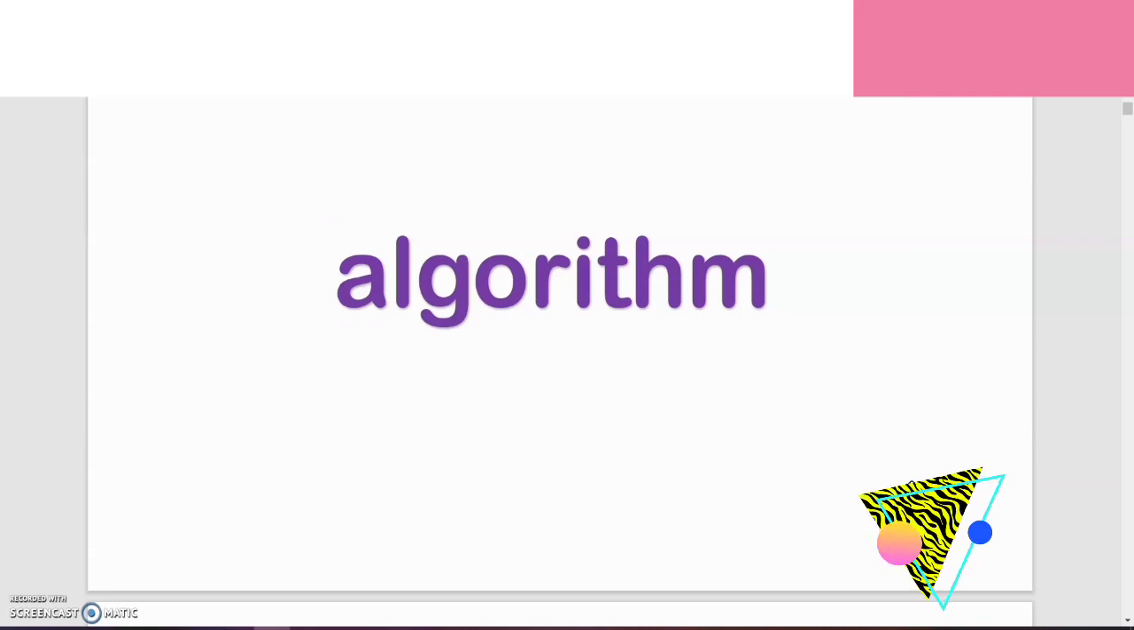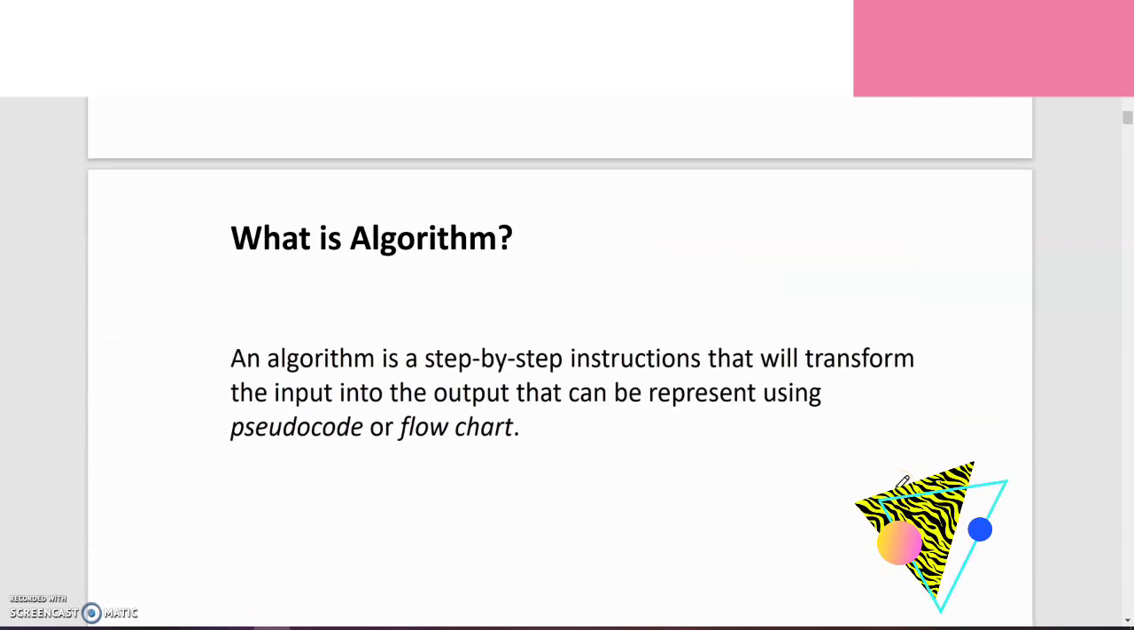What is an algorithm? An algorithm is a step-by-step instructions. Remember, it's step-by-step instructions that will transform the input into the output, that can be represented using pseudocode or flowchart. So remember the keyword: step-by-step instructions that will transform the input into the output that can be represented using pseudocode or flowchart.